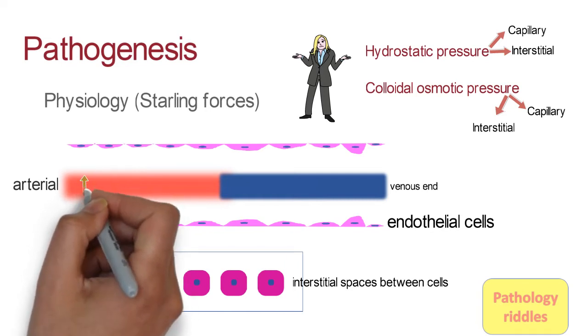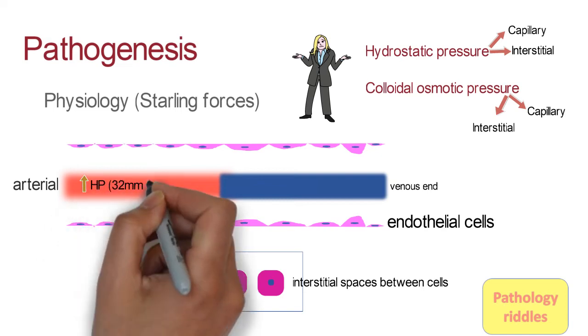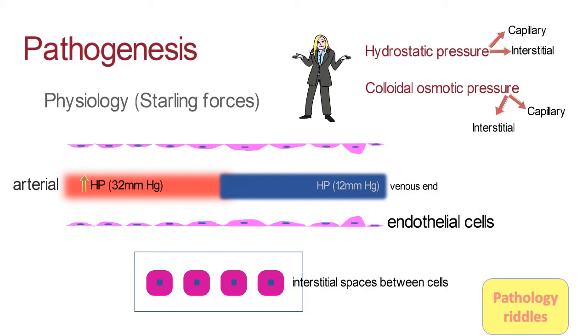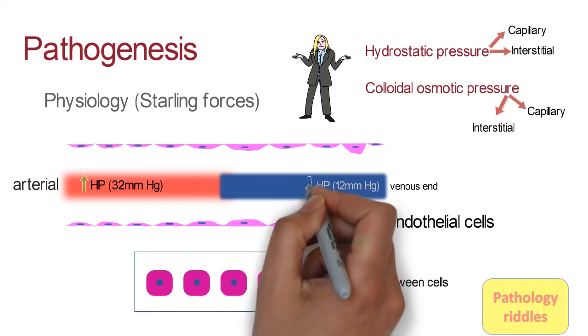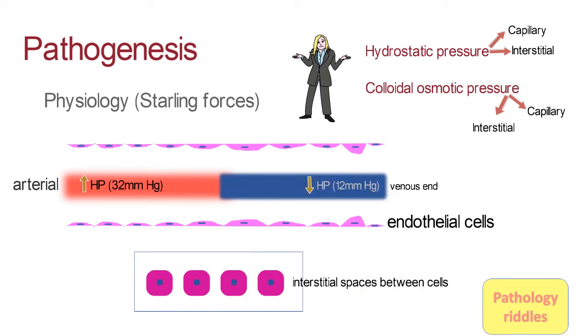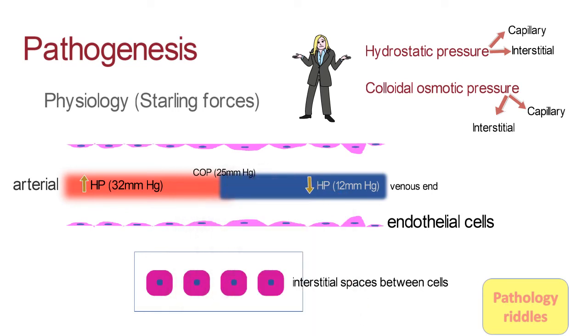So what is their function? The capillary hydrostatic pressure at the arterial end is higher than at the venous end. So the arterial end has 32 millimeters of mercury pressure while the venous end has 12 millimeters of mercury pressure. While the capillary colloidal osmotic pressure is 25 millimeters of mercury at both the arterial and venous ends.